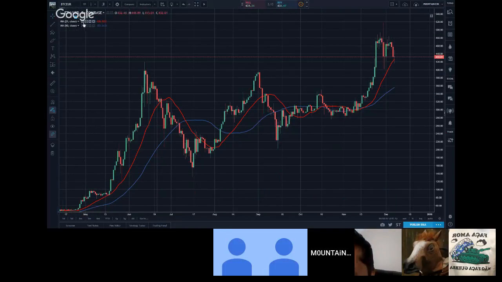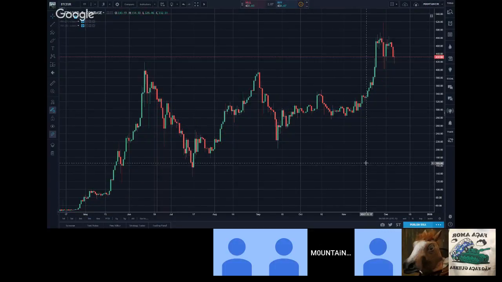I can also turn on and off the moving averages, okay? They're still there. I can turn them back on a little bit later, but for right now, because we're going to draw some support and resistance lines, I want them away so I have a clean view of what I'm looking at here.